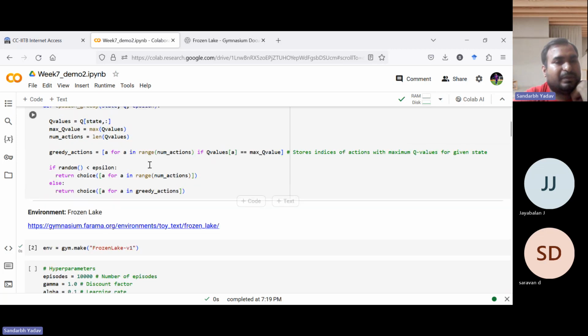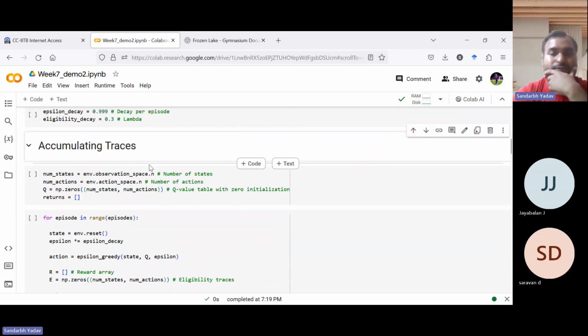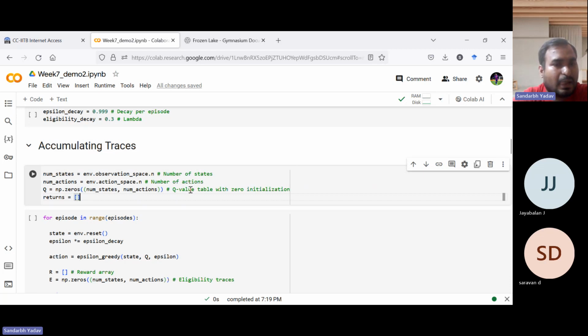First we will be seeing accumulating traces. In accumulating traces, the number of states you can get from the environment. This will return the number of states and the number of actions also. Then we are initializing this Q value table. This will be a table where for each state-action pair we will have a 0 initially. But this table will keep on getting updated as we see more and more data. And returns is just an array to store the returns.